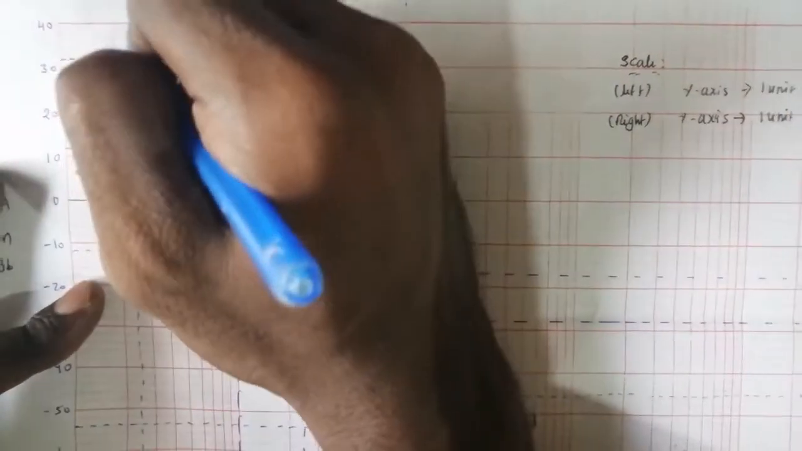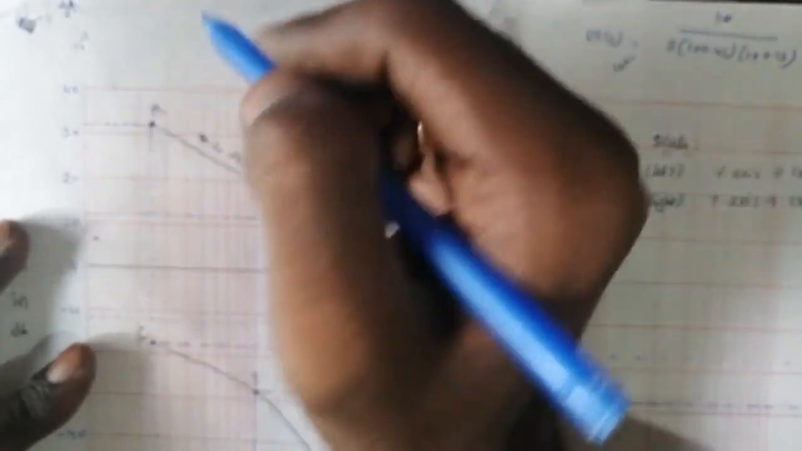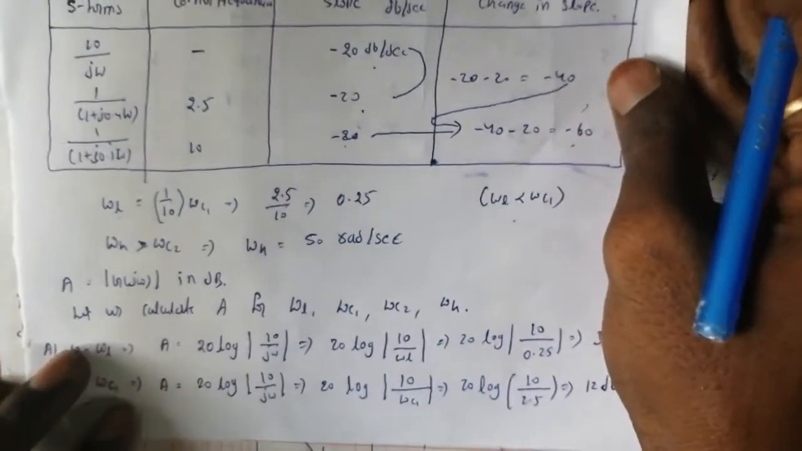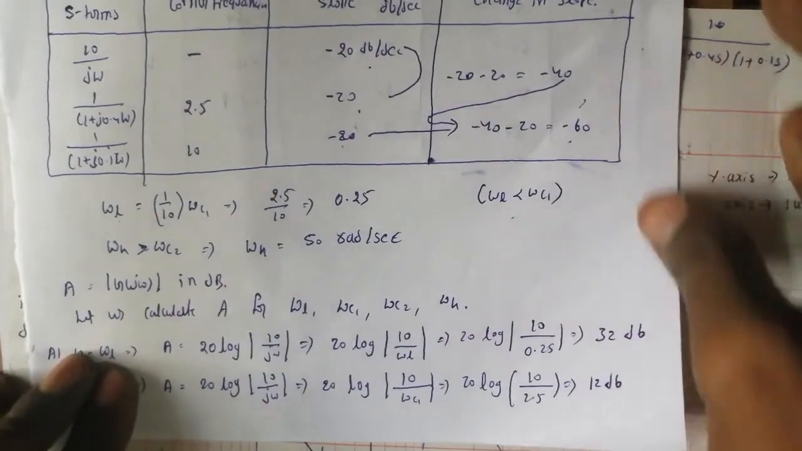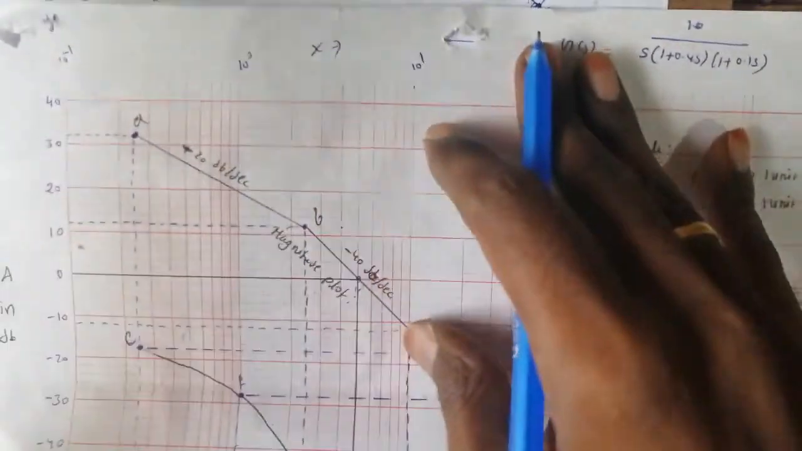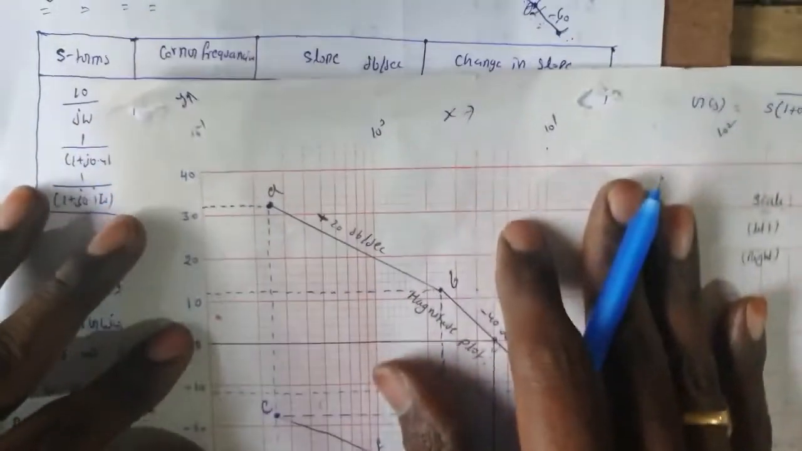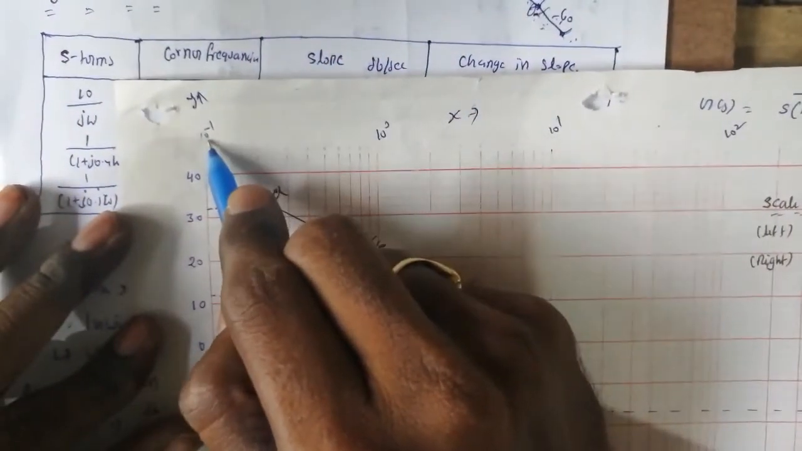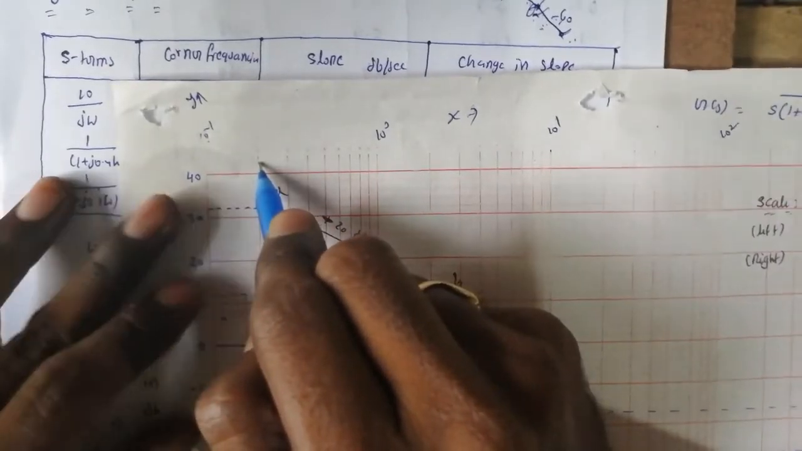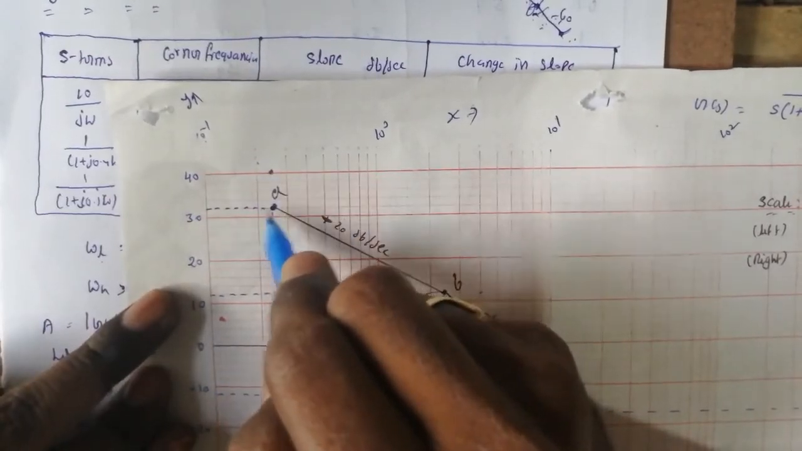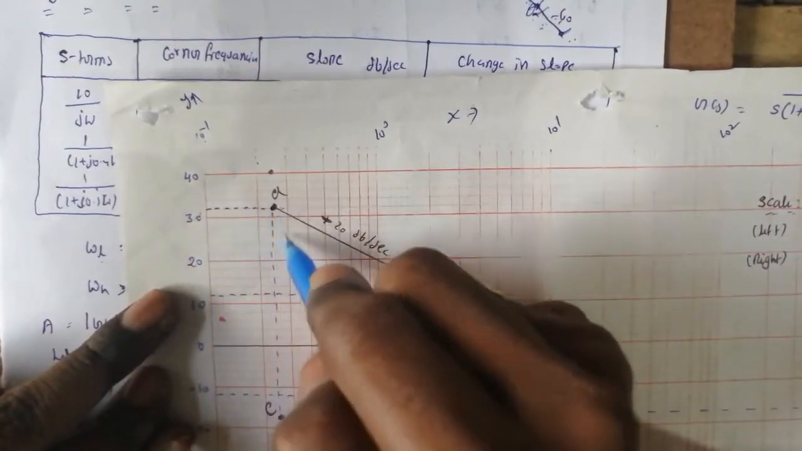If you see the first point, that is A, this point was obtained here. When omega is equal to 0.25, we obtain 32. Here it is 0.1 and here it is 0.2, so here we can find 0.25. So for 0.25 we got 32. I'm drawing the point here, so you can take it like this.